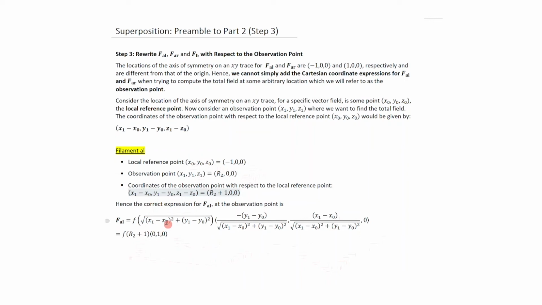We know what x1 minus x0 is. We've done all of those calculations here. And so we end up with a simplified expression for FAL that looks like this. This is yet to be determined, but we know that we need to evaluate R2 plus 1.